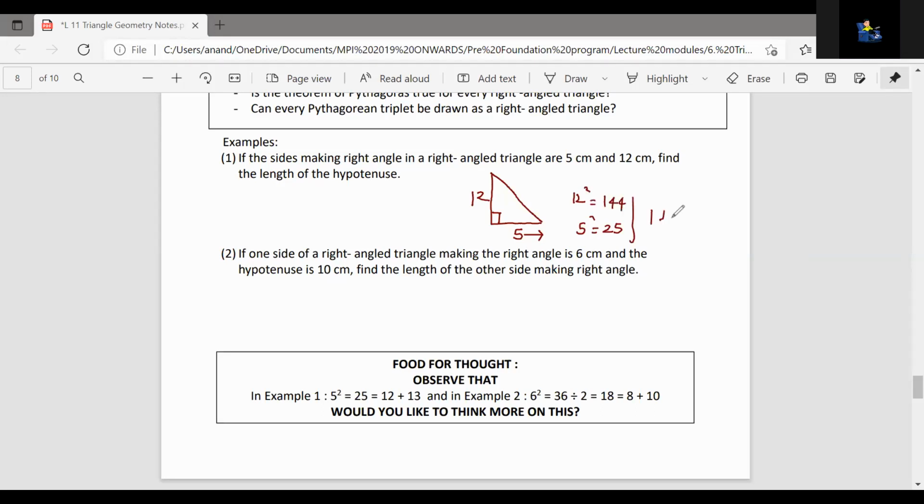Sir, ma'am is also writing on the screen. Yes. Sir, I think there is some lag. Yes, I will check with her. Sir, the camera over here is black. Yes, sir.